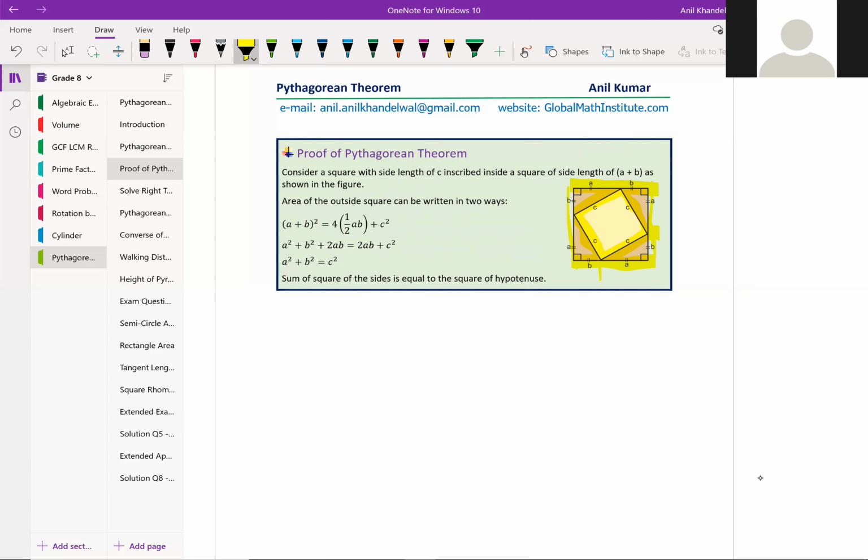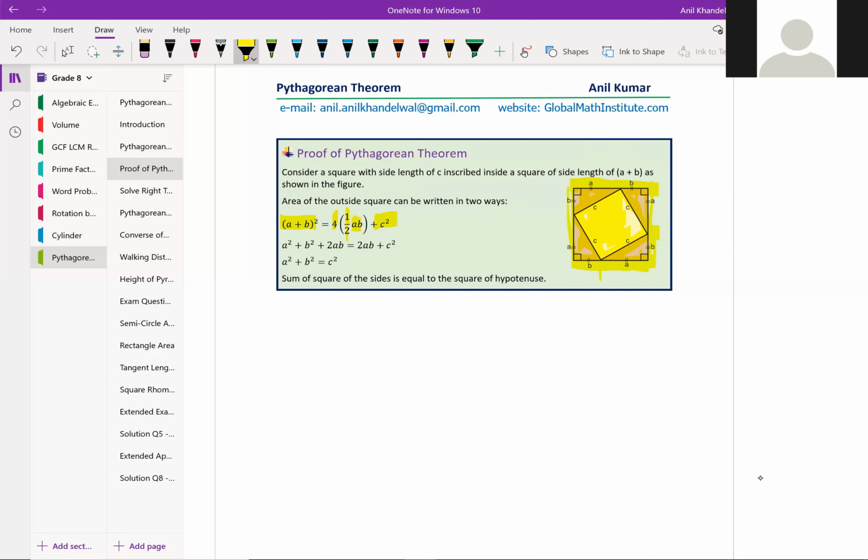So what is the area of the outside square? A plus B whole squared, that is the area of the outside square. Now the total area should be equal to the area of these four triangles shown and the area of the central smaller square, right? What is the area of a triangle? Base times height divided by 2. We have four triangles, so we'll multiply that by 4. And then we have a square in the center, C squared, we'll add that up. Now this area is the same as the whole area of the biggest square, correct?